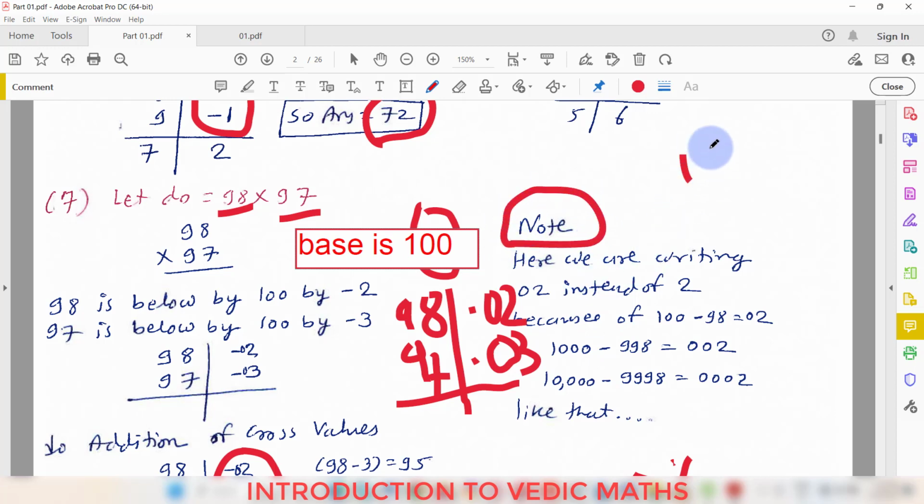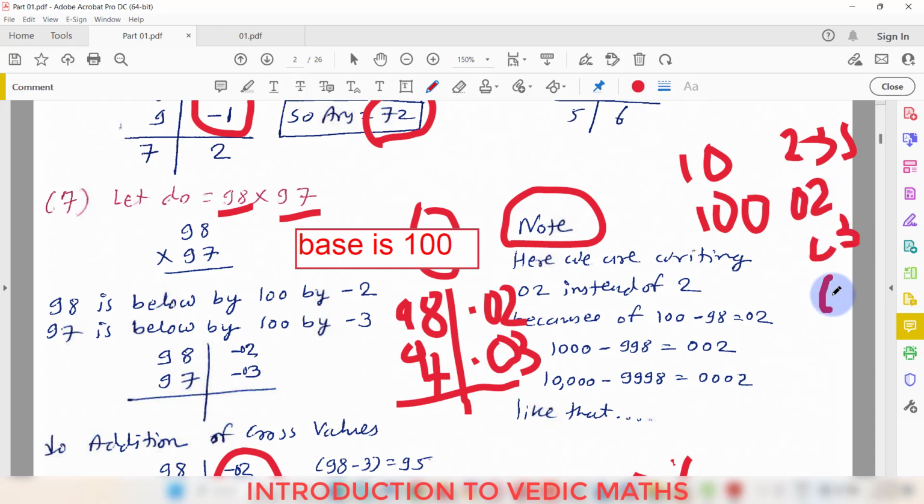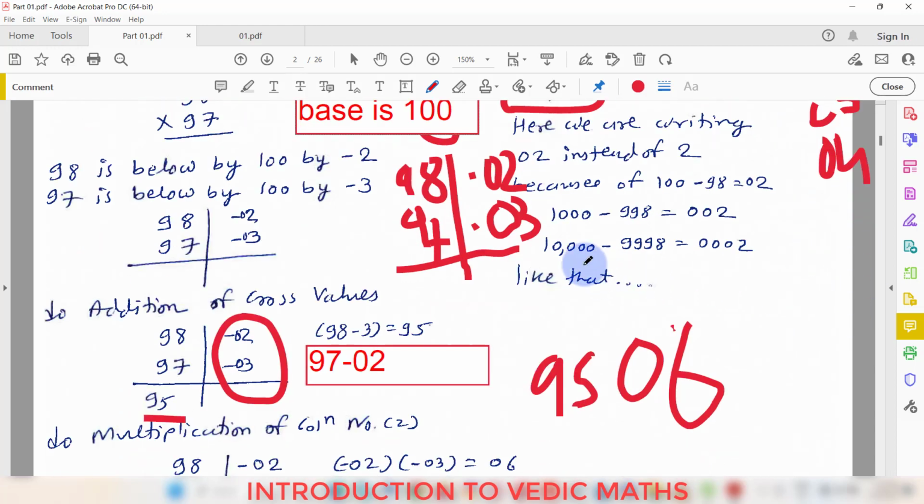Whenever you are taking the base 10, you can write 2, 3, 5 like that. If you are taking the base 100, you have to write 02, 03, 04 like that. And if you are taking the base 1000, then you have to write 002. 1000 means 3 zeros, so you have to write your answer with 3 digits. 10,000 means 4 zeros, so you have to write it with 4 digits. Let's say 10,000 minus 9998, that is 0002, and so on.